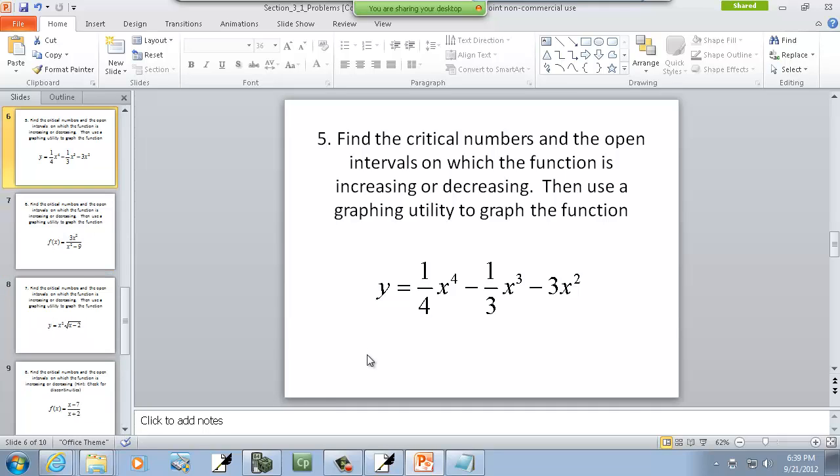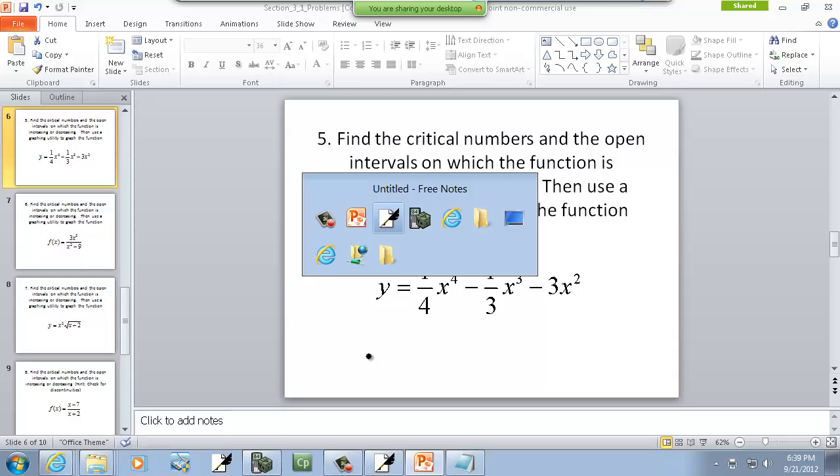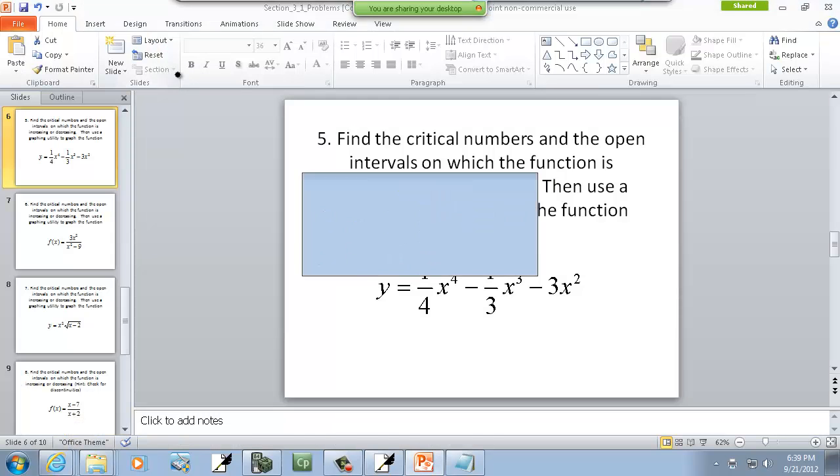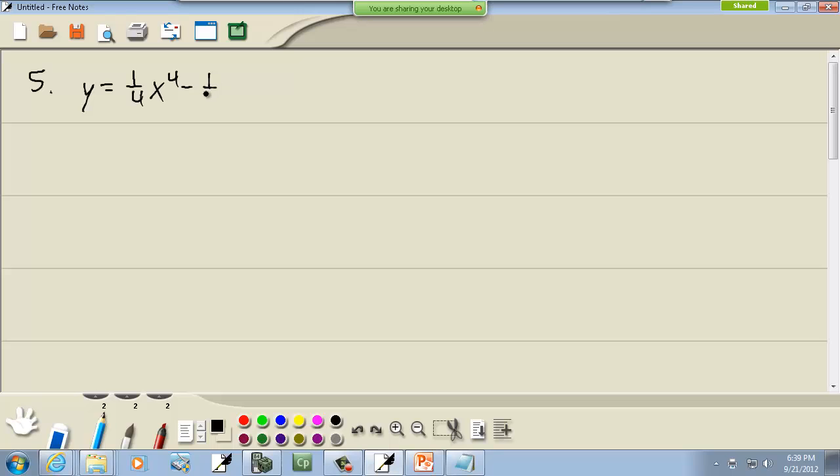Okay, so this says find the critical numbers in the open interval on which the function is increasing, decreasing. So same instructions. Okay, so we got y is equal to 1/4 x to the 4th minus 1/3 x to the 3rd minus 3x squared.